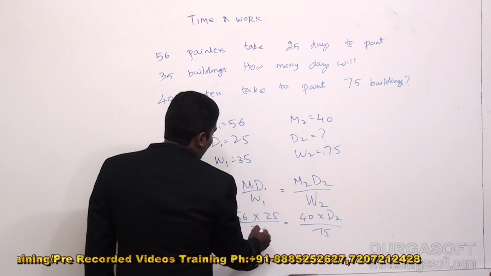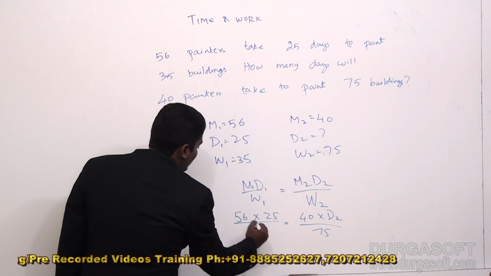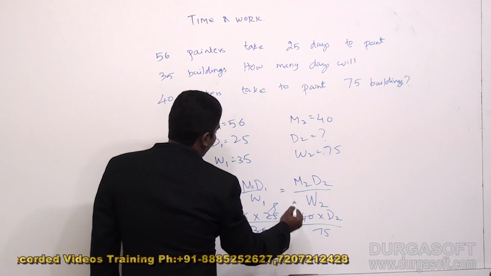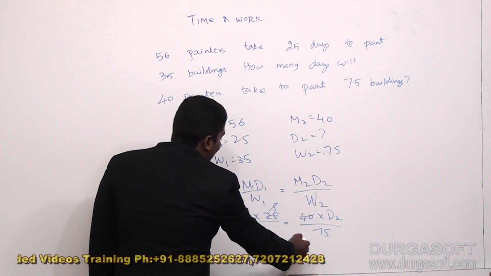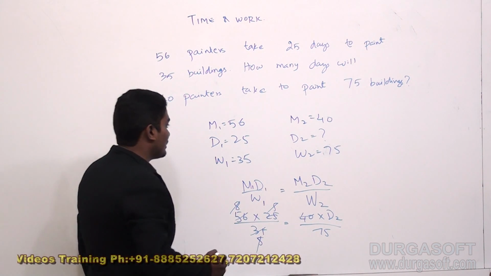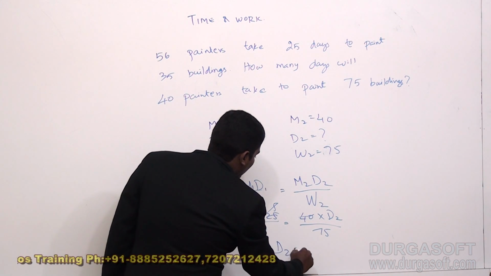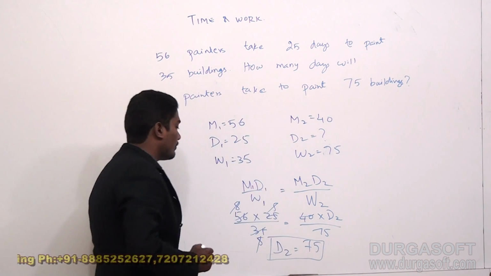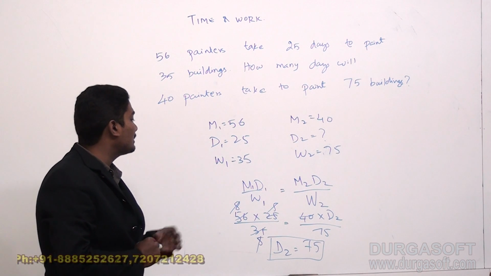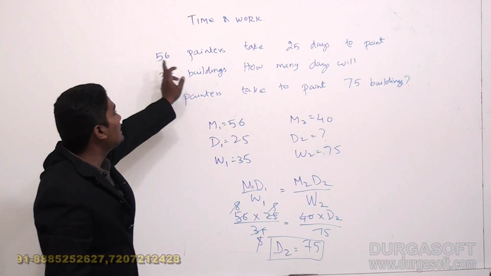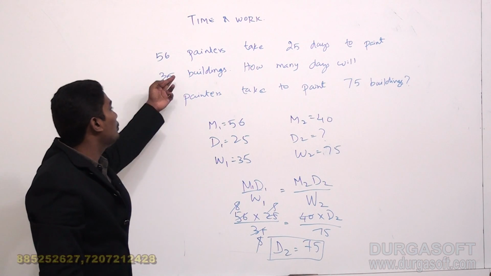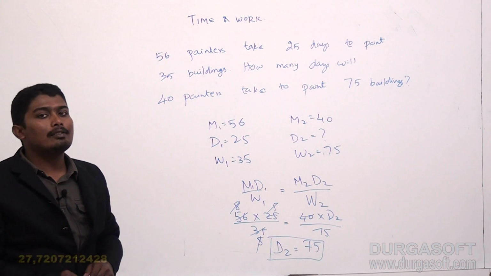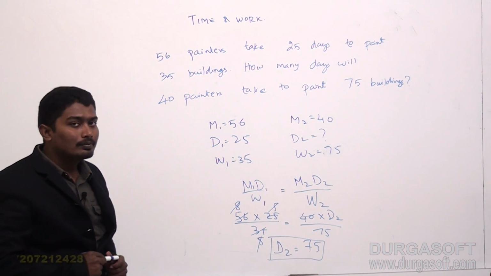Now I can say that 35, 7th table 5 times, 7th table 8 times, 5th table 1 time, 5th table 5 times, 8 5s are 40. So I will get the D2 value as 75 itself. So here, if 56 painters can take 25 days to paint 35 buildings, 40 painters will take 75 days to paint 75 buildings. That will be the answer here.